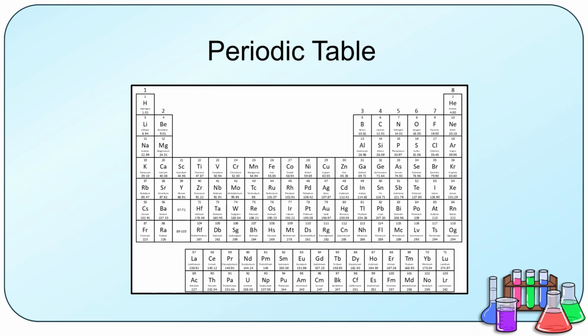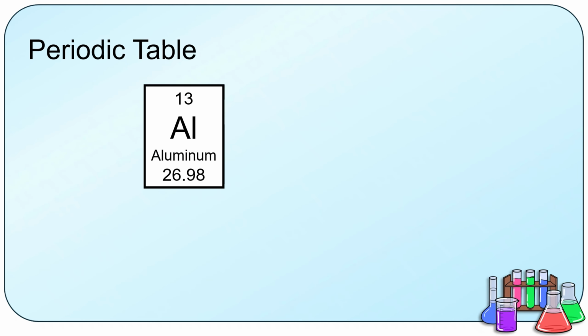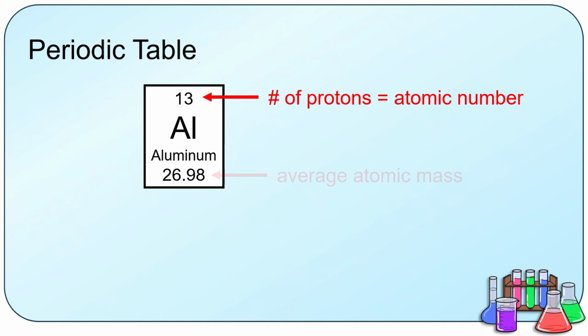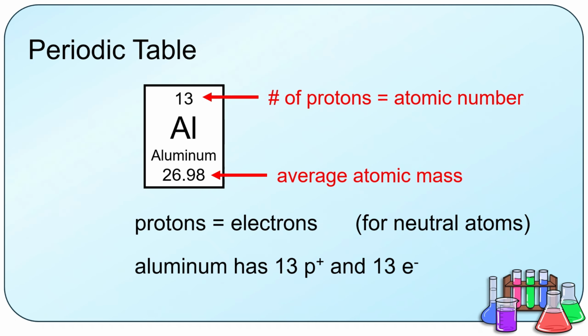Let's go back to the periodic table and see what information it gives us about the protons, neutrons, and electrons of different elements. In each element's box on the periodic table, you'll see this information. The number on the top is called the atomic number, and it represents how many protons the element has. The number on the bottom is the average atomic mass of the element. For every element, the number of protons and electrons are equal, as long as the element is in its neutral state. For example, aluminum has an atomic number of 13. That means aluminum has 13 protons, and therefore 13 electrons.